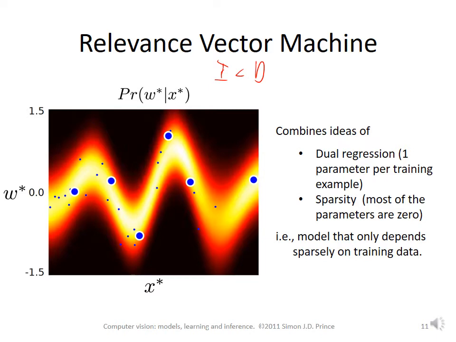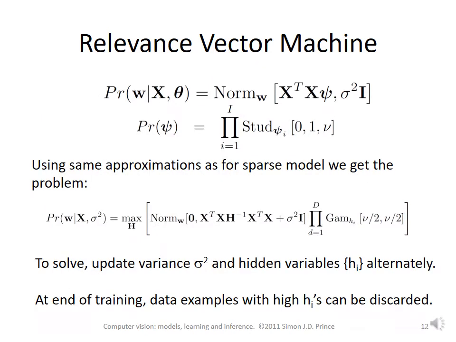So in this figure, what you're seeing is the posterior distribution for W star given X star. And while we have a number of blue dots, only the big ones, the 6 big ones here, are getting some substantial weights applied to those data points. In other words, the model depends on those 6 data points and almost ignores or completely ignores the other data points.